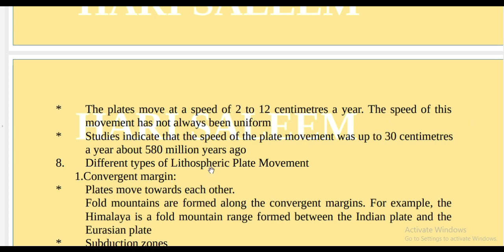The speed of this movement has not always been uniform. Studies indicate that the speed of the plate movement was up to 30 centimeters a year about 580 million years ago.